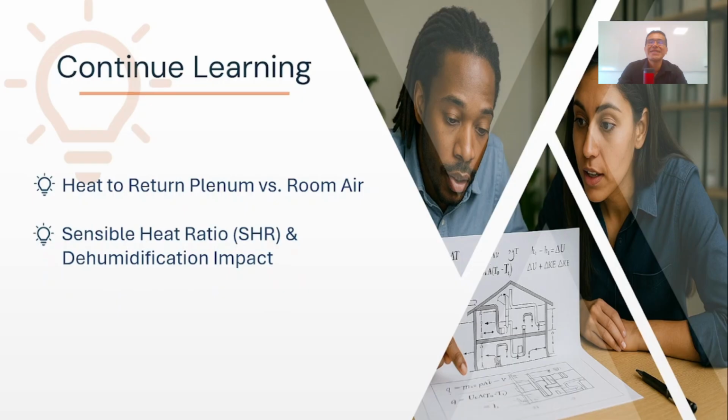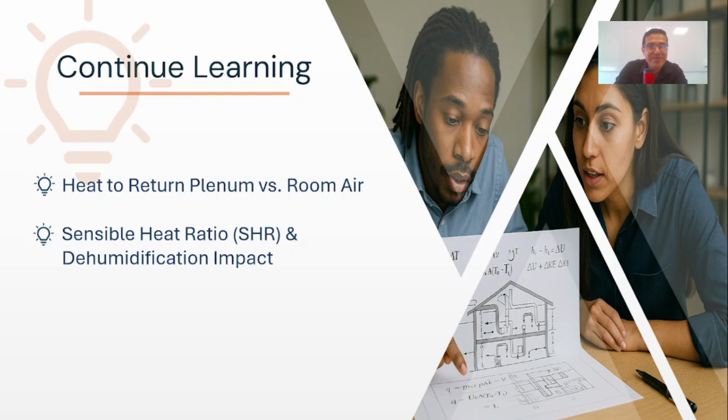Next, investigate the sensible heat ratio. This is the ratio of sensible heat to total heat. A space with a high SHR needs more cooling, while a space with a low one, meaning more latent heat, requires more dehumidification. Understanding this ratio helps you select the right HVAC equipment and control strategies to manage both temperature and humidity.